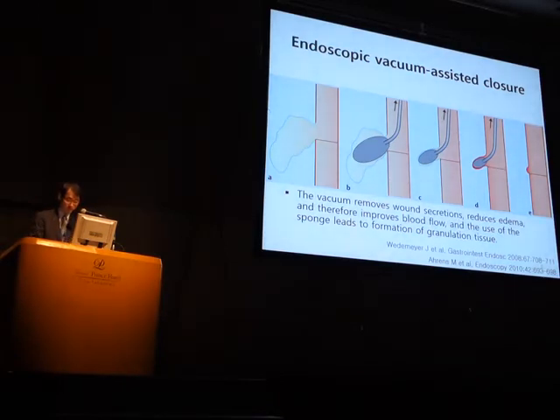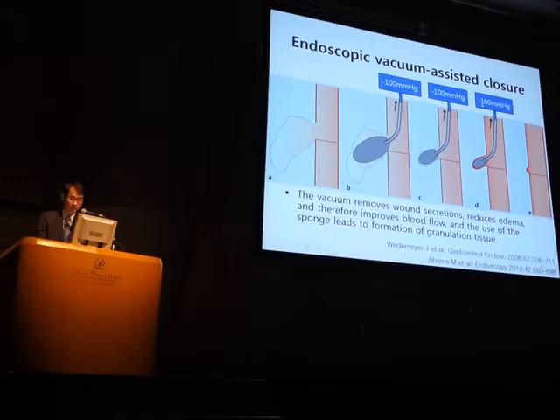A new alternative method, endoscopic vacuum-assisted closure, consists of endoscopic insertion of the sponge into the cavity induced by leak, followed by application of controlled continuous negative pressure around 100 mmHg. The vacuum removes wound secretion and reduces edema, and therefore improves blood flow, and the use of the sponge leads to the formation of granulation tissue. This results in a clean wound base and improved subsequent wound closure.